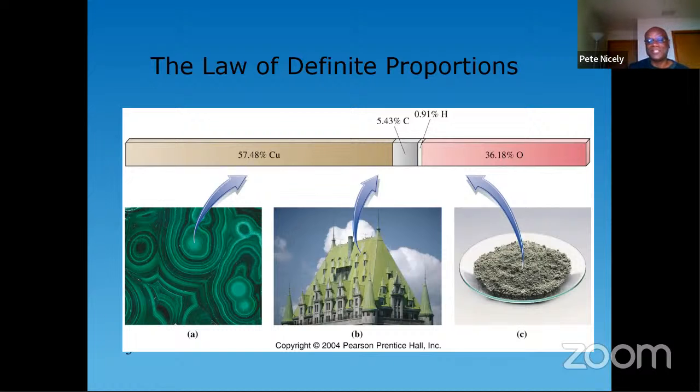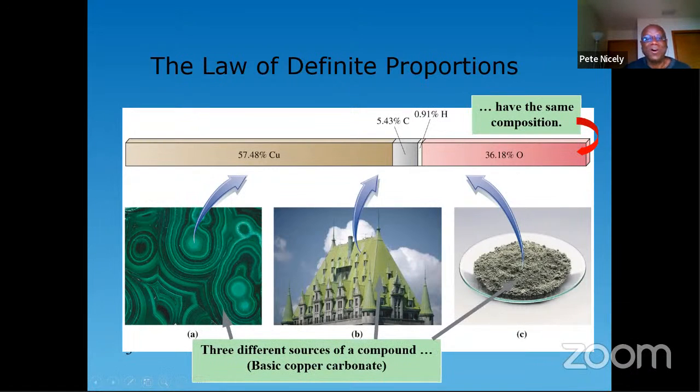So that's basically what the law of definite proportions says. It says that for a pure substance, the composition of that substance by mass would be the same, regardless of where you get that substance from. Okay, now why is this thing not responding? Okay, oh, this is basic copper carbonate. So the point being made here is that basic copper carbonate comes from these three different sources, but it's the same composition. All right.